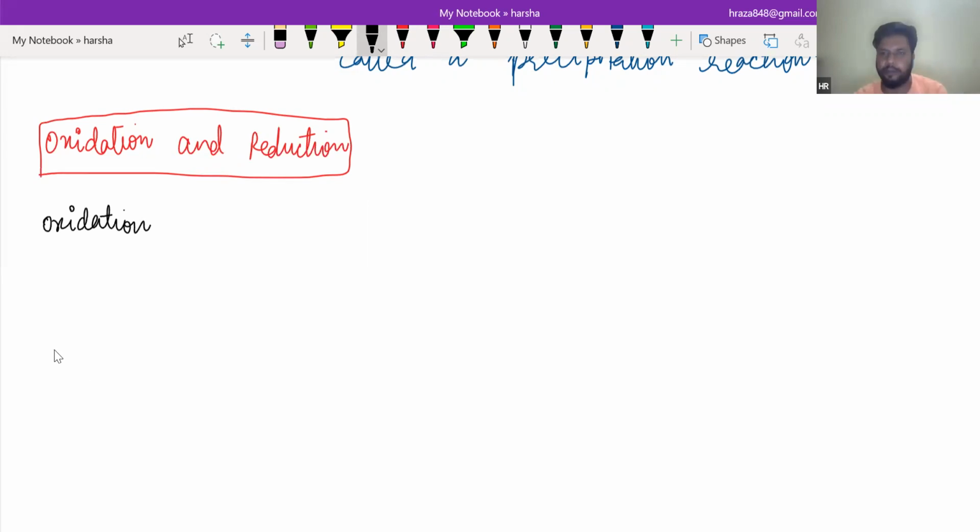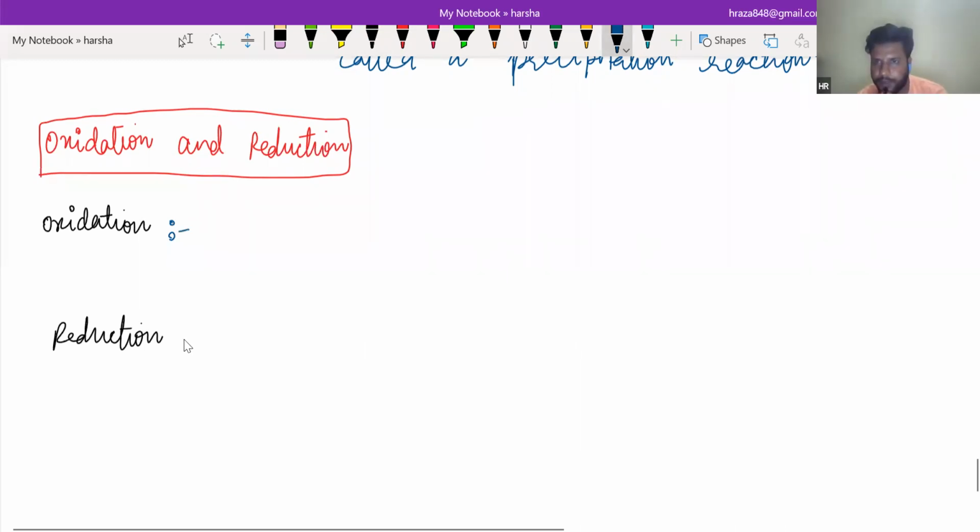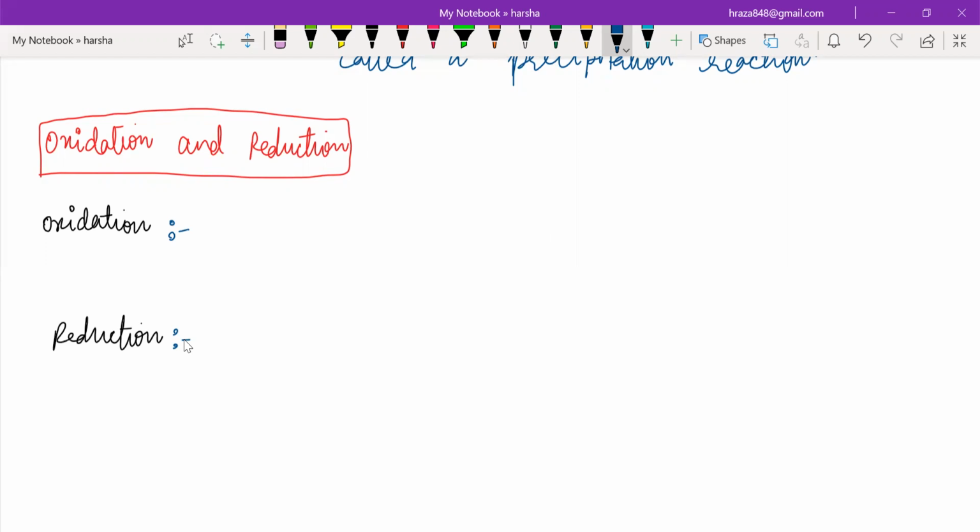Oxidation is the gaining of oxygen or the losing of hydrogen. Again, Harsha. Oxidation is the gaining of oxygen and losing of hydrogen, and reduction is the gaining of hydrogen and losing of oxygen. Okay, very good.